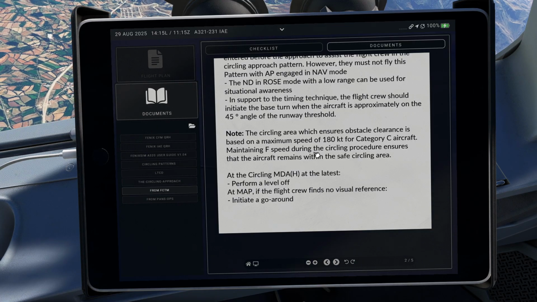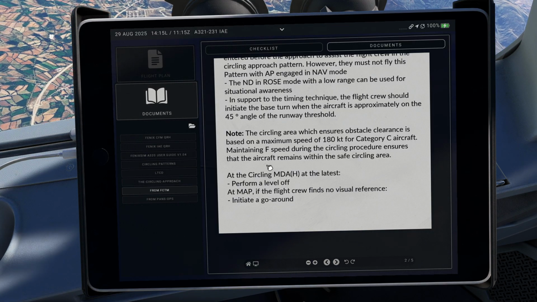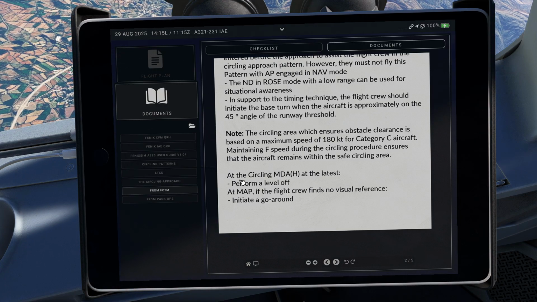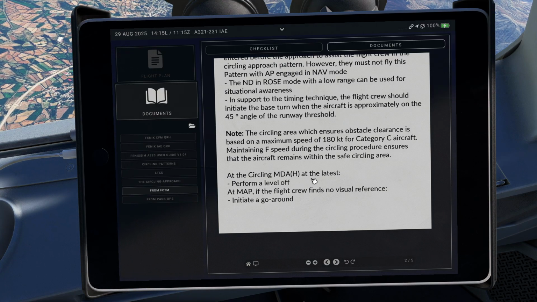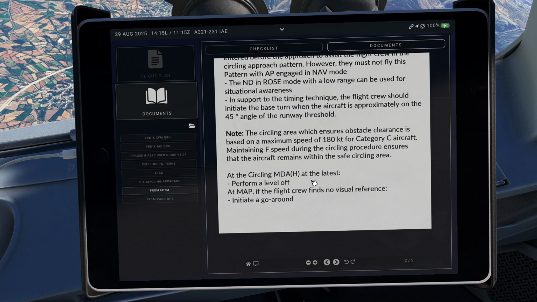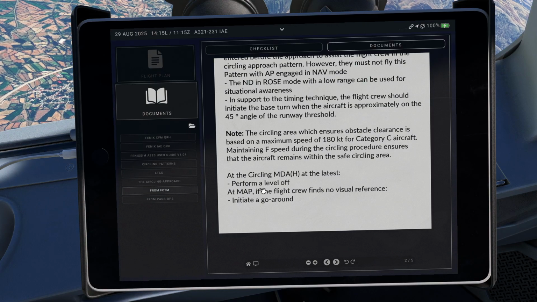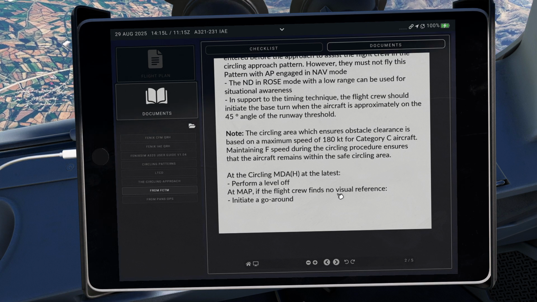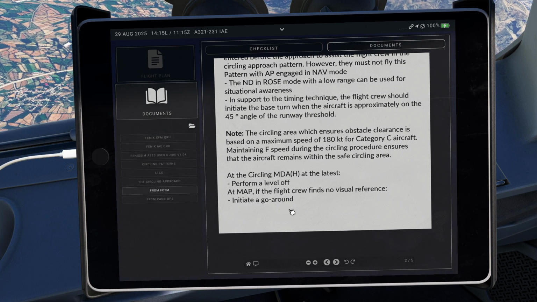Maintaining final approach speed during the circling procedure ensures that the aircraft remains within the safe circling area. At the circling MDAH, which is today 7,500 feet, at the latest perform a level off. At the missed approach point, if the flight crew finds no visual reference, initiate a go-around.